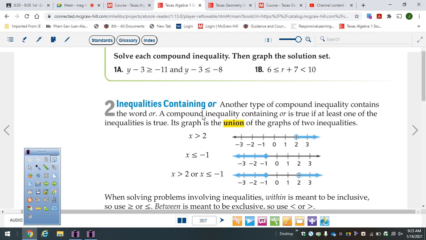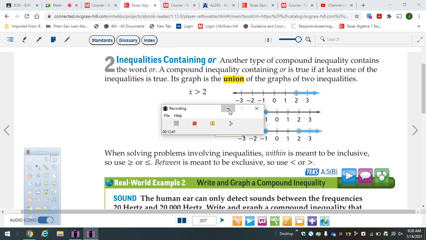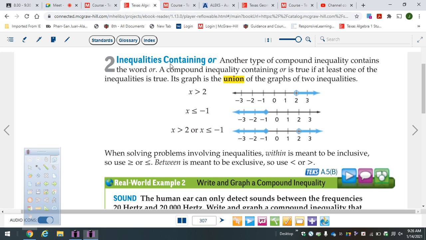Okay, now we're going to come out with the inequalities containing the word or. Same thing happens here, guys. Now, the and one wasn't two inequalities; the answer was in two inequalities at the same time. Here, you can't be in this side and in this side at the same time. So this one's called an or, and they call this a union.